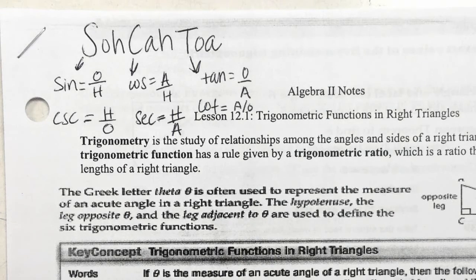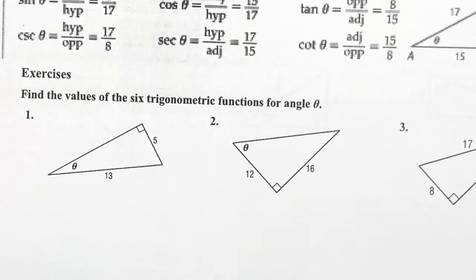So the hardest part about that is just finding the missing side, which we know how to do. We'll get to that in a minute. And identifying what your O, H, and A are. After that, it's just filling in these formulas. Okay, so finding the missing side, which is this one. How do we do that?